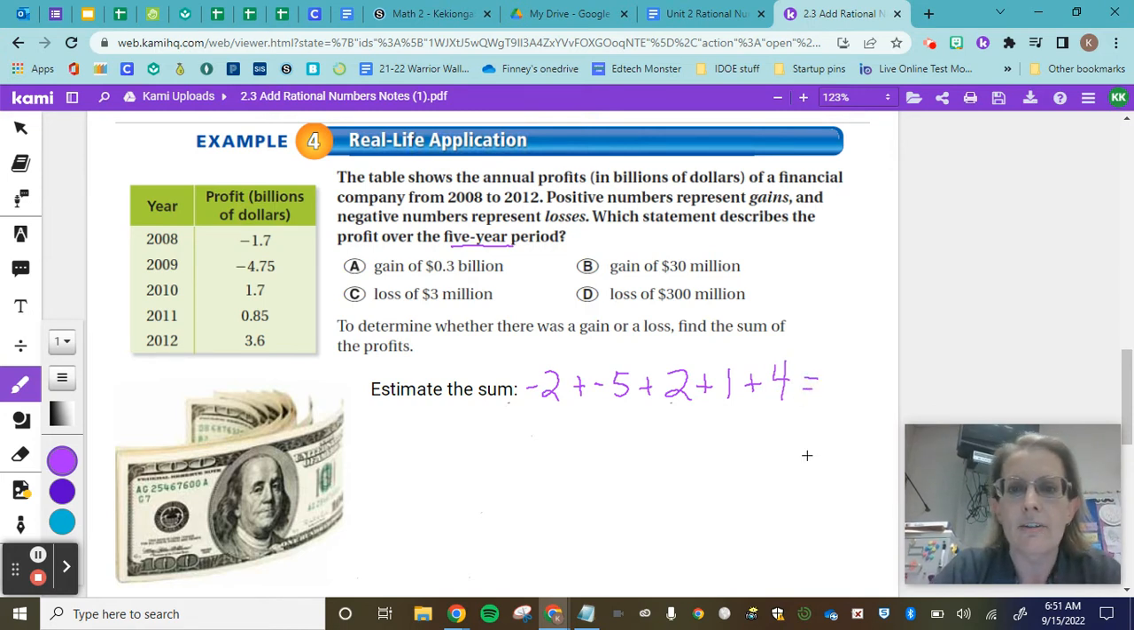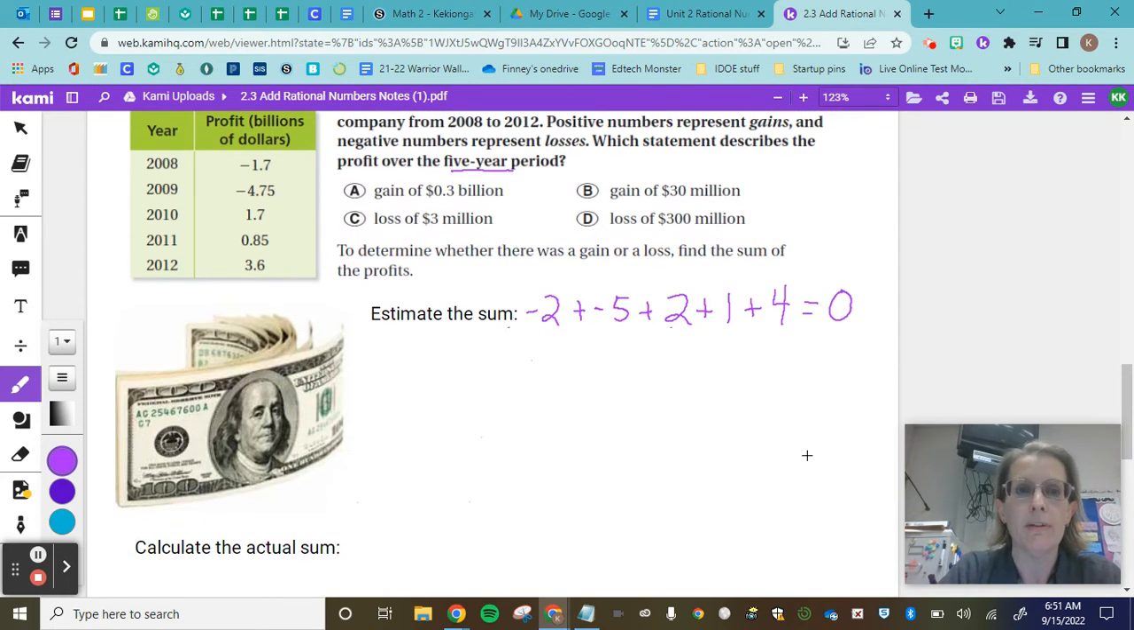So if I add these together, negative 5 plus negative 2, that's going to be negative 7. And then negative 7 and 2 will cancel out, so that'll be negative 5. And then negative 5 and a positive 1 will be a negative 4. And negative 4 plus 4 will be 0. So it looks like they're going to come close to breaking even based on this. But remember, that's just an estimate, so we'll have to look closer by proving it.